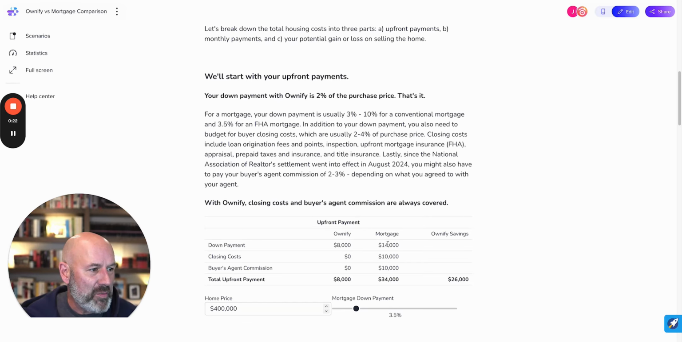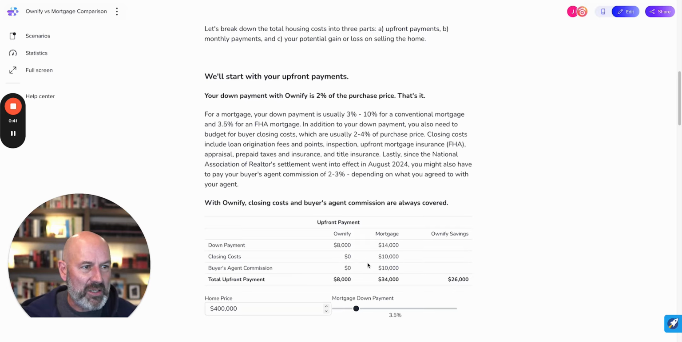Now, if you use a mortgage, you might have to pay for additional components or costs along the way. So the first piece is your down payment itself. And again, in this scenario, we're assuming 3.5% for a purchase price of $400,000. So for a mortgage, that would be $14,000. You also have closing costs.